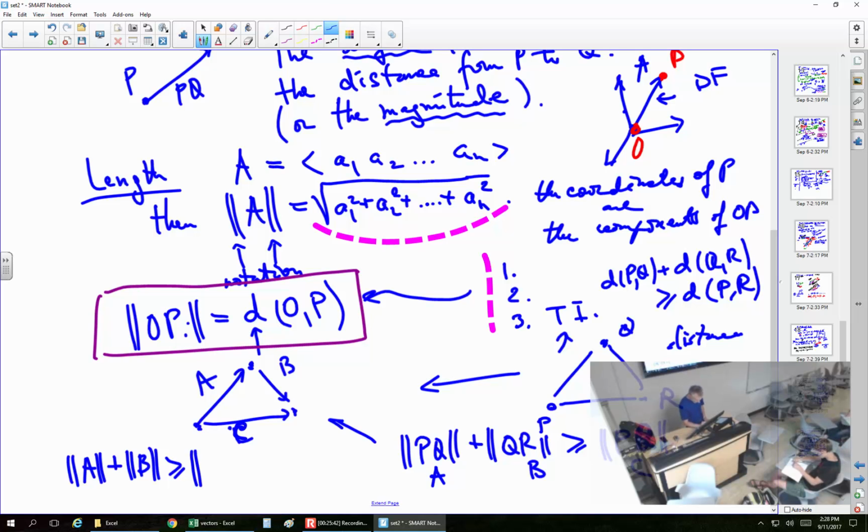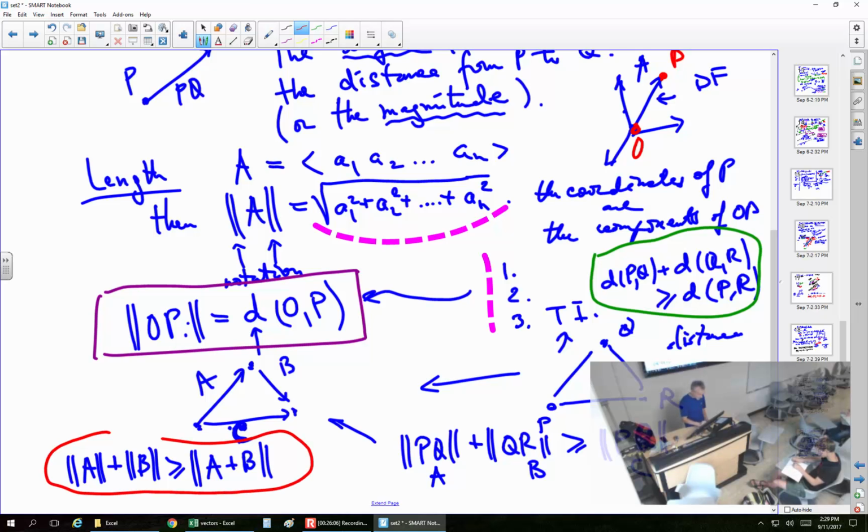So this is C. How does it relate to A and B? It's A plus B. Okay, so that's just another triangle inequality. The original one is here, and we have a new version which is for vectors. It's exactly the same thing, right? Look at the two pictures, they're the same.